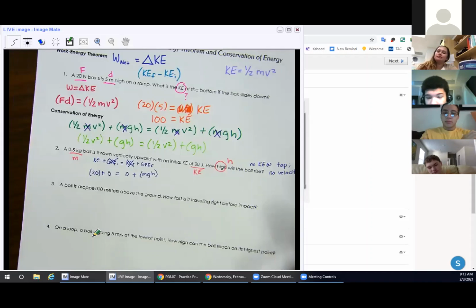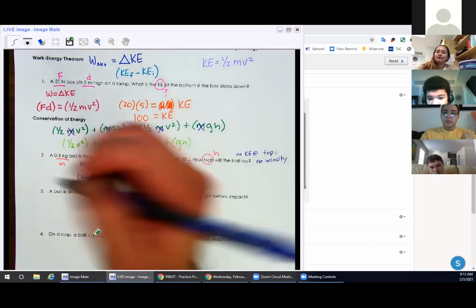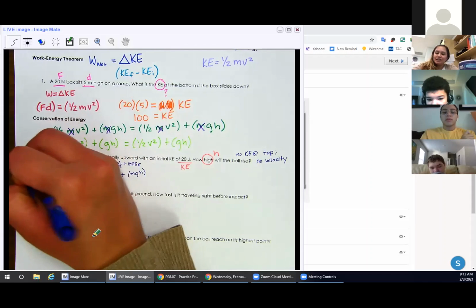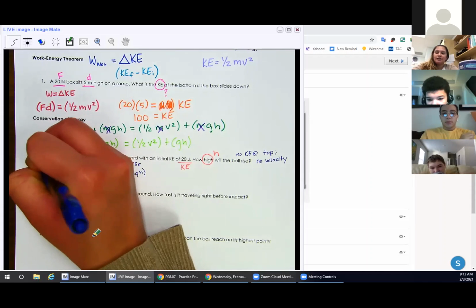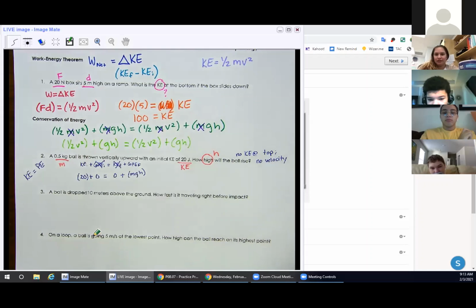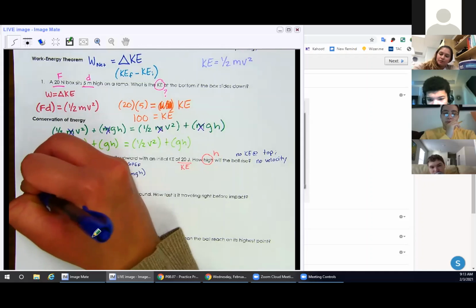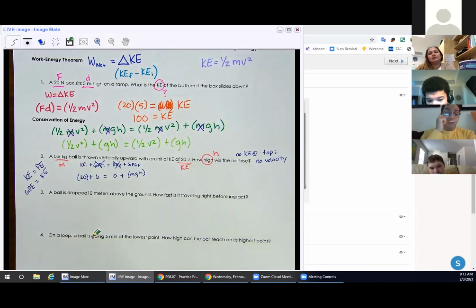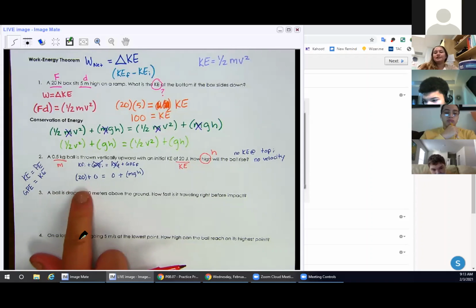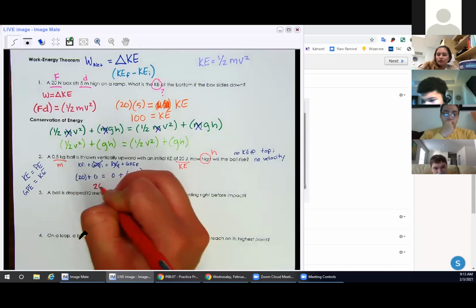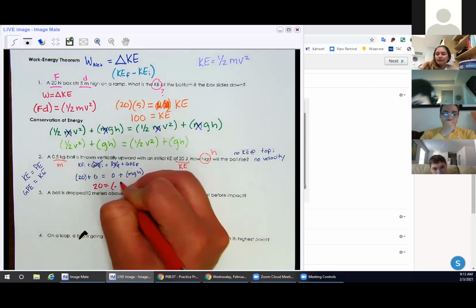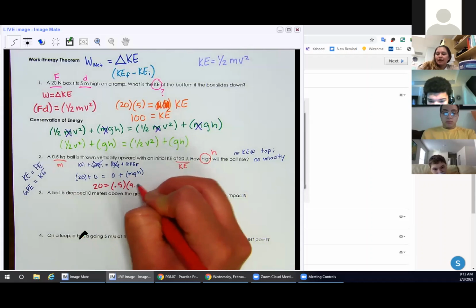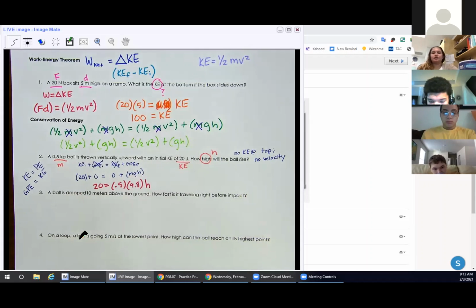Most of the time, honestly, these are going to be scenarios where kinetic energy initial is going to equal gravitational potential energy final, and vice versa. Gravitational potential energy initial is going to equal kinetic energy final, because we're going to be talking about objects either going up or objects going down. So in this formula, we knew our kinetic energy. We didn't have to solve for it. It was just 20. Our mass was 0.5. Our gravity is 9.8. And we're solving for h.